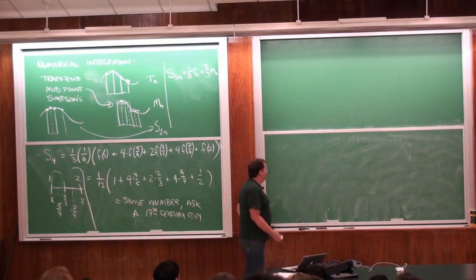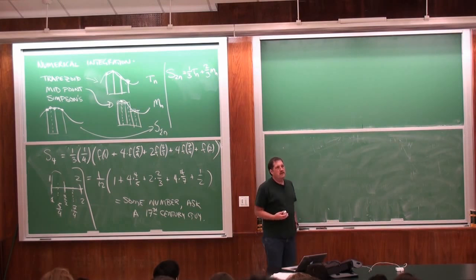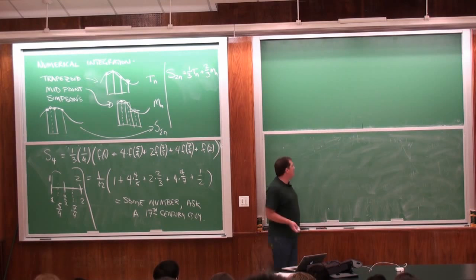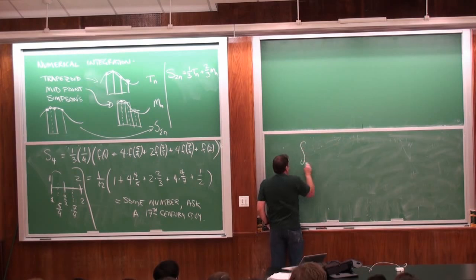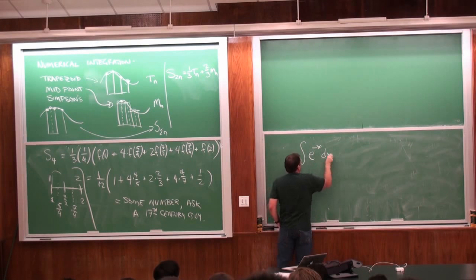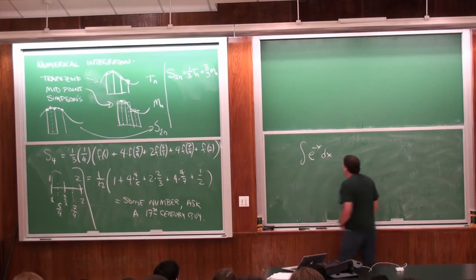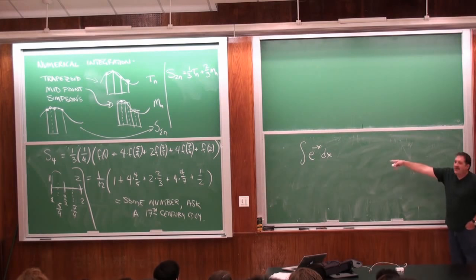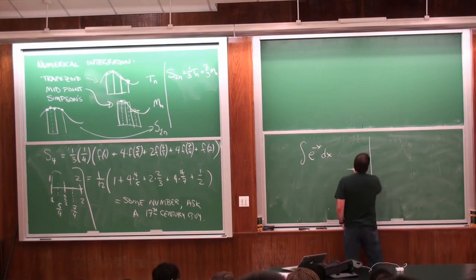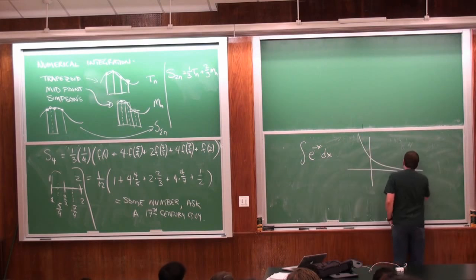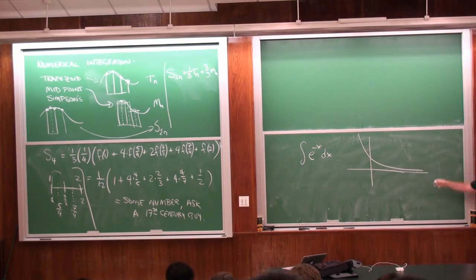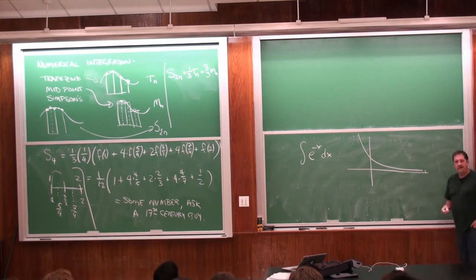Suppose I look at 1 over x. Well, let's do e to the minus x. Suppose I'm looking at the integral of e to the minus x dx. I'm doing the integral of e to the minus x dx. The graph of e to the minus x looks like this, and it goes way out. It gets really small here.